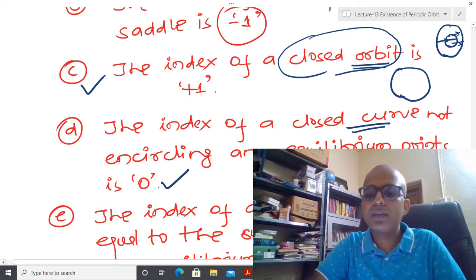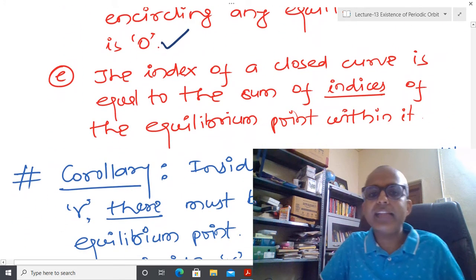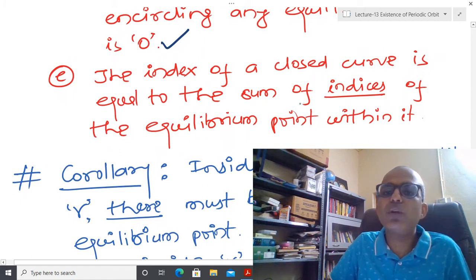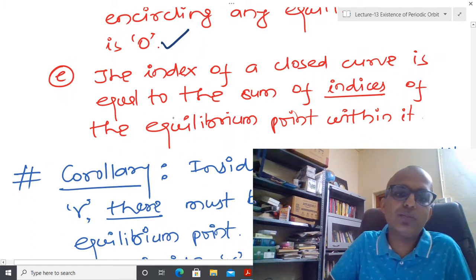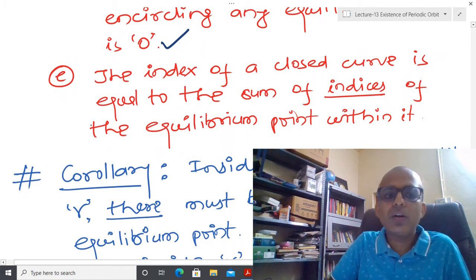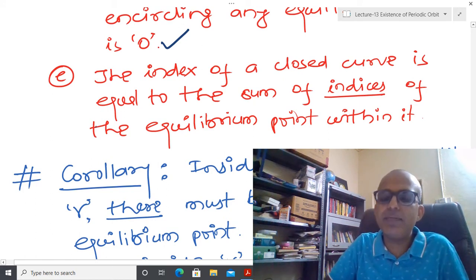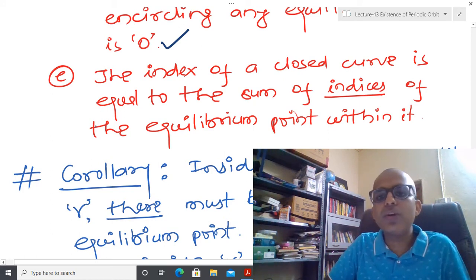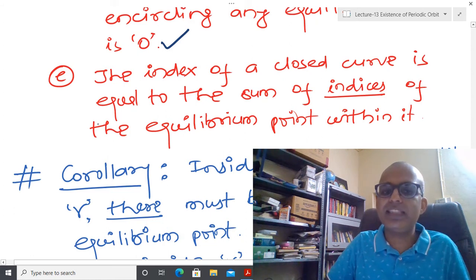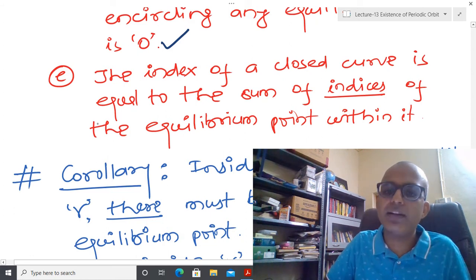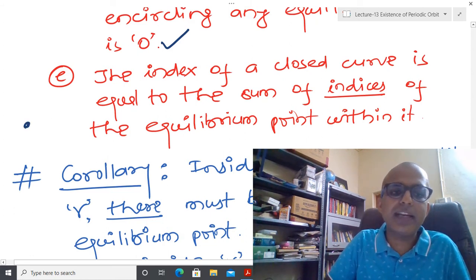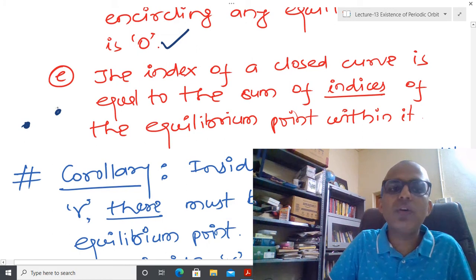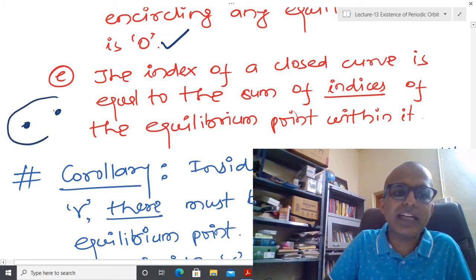Now another point: the index of a closed curve is equal to the sum of the indices of the equilibrium points. So whatever way I am checking, by giving 1, 2, 3, 4, 5, now you can take two equilibrium points inside it and draw two different curves. Suppose you take one point as a stable node and one point as a saddle, draw the vector field, and after that draw one curve and do the calculation.